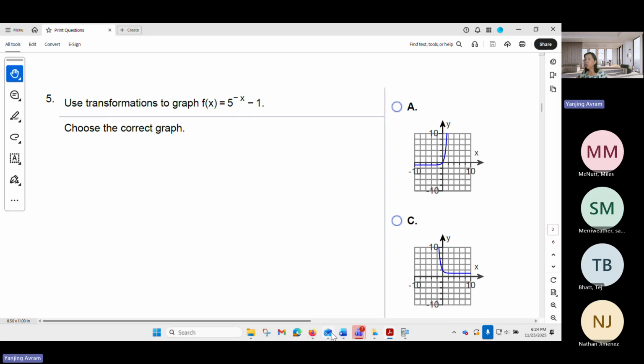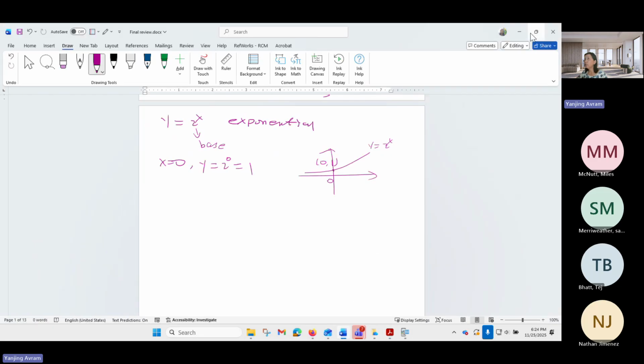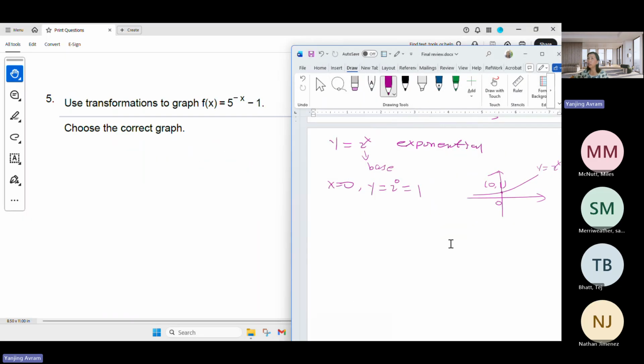So how does this one look? Actually, this base is less than 1. You will just wonder why this base is less than 1. Look at that. We have y or f of x equal to 5 to the negative x power minus 1. So let's just look at y equal to 5 to the negative x. Let's graph this one first.